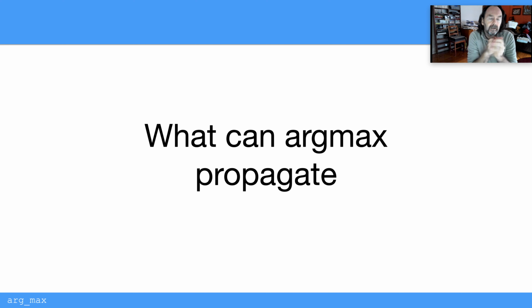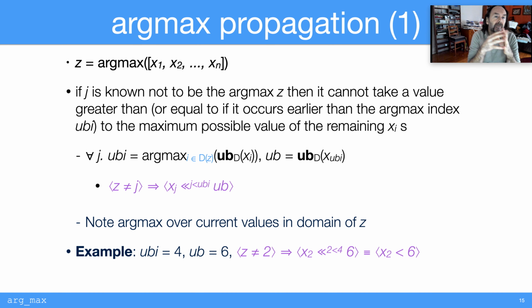So the current decomposition is very weak. What can we do about it? Let's look at what are the possible things that argmax could ever propagate. So there are 3 rules. Here's the first one. It's a bit of a wall of text, mainly because of this difficulty about positioning and arguments.